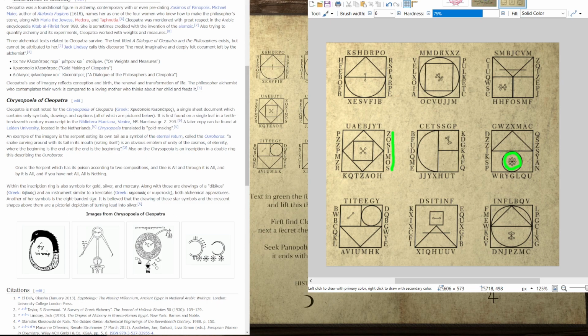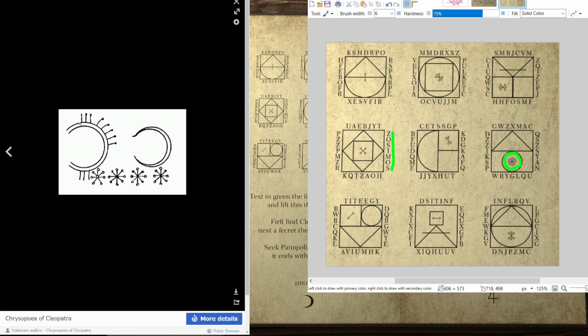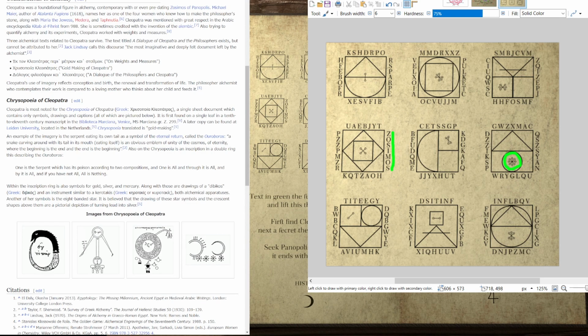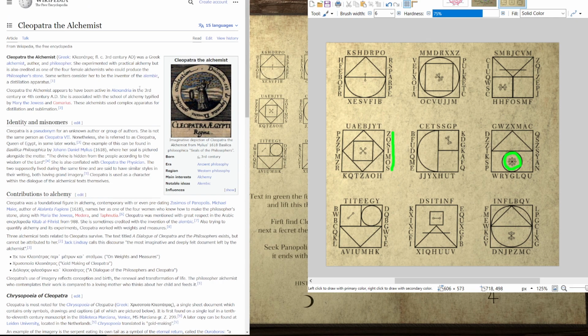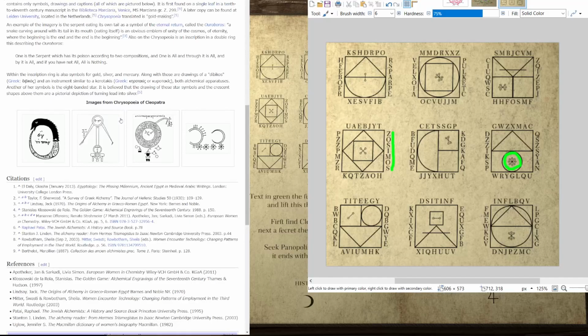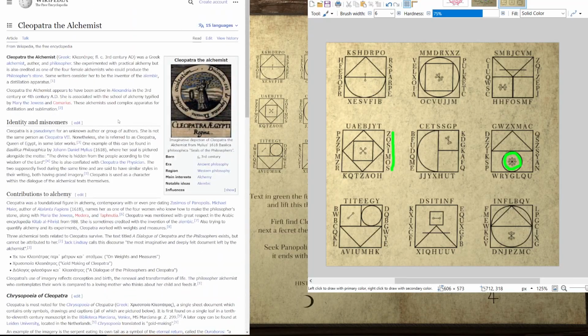Okay, it is believed that the drawing of these star symbols and the crescent shapes above are the depiction of turning lead into silver. So this is turning lead into silver. So it's kind of spooky that she took an 8-pointed star, considering the modern importance of 8 electrons to chemistry. But hey, let's not get completely conspiratorial, because that is certainly not the stream for this. So yeah, Cleopatra's gold would probably be the perfection. That would be the 8-pointed star, maybe.